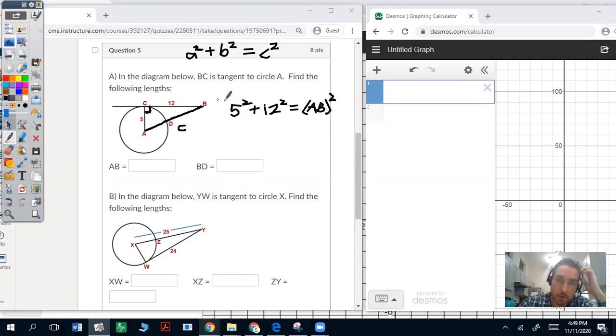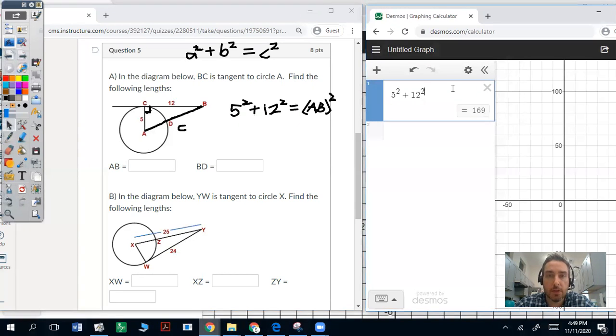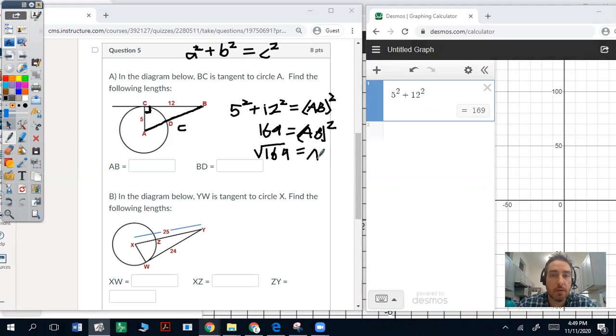So when you're solving for those, if you might recall how to do those, you will take the 5 and the 12, square them and add them together. And that's 169. So 169 is equal to AB squared. Well, if I want to know what AB is, I will have to take the square root of that. So 169 under the square root bar will get me AB.